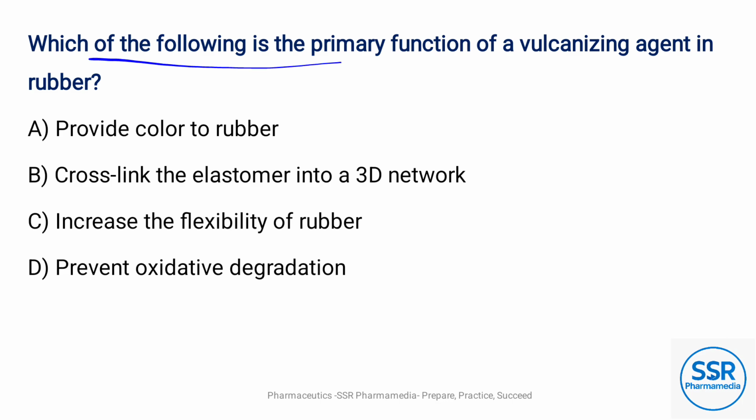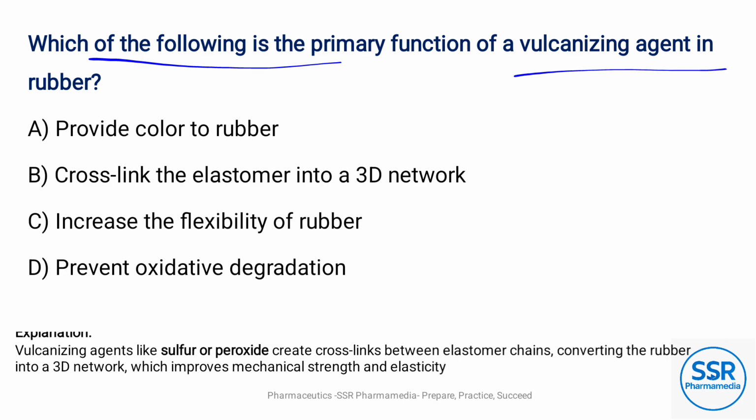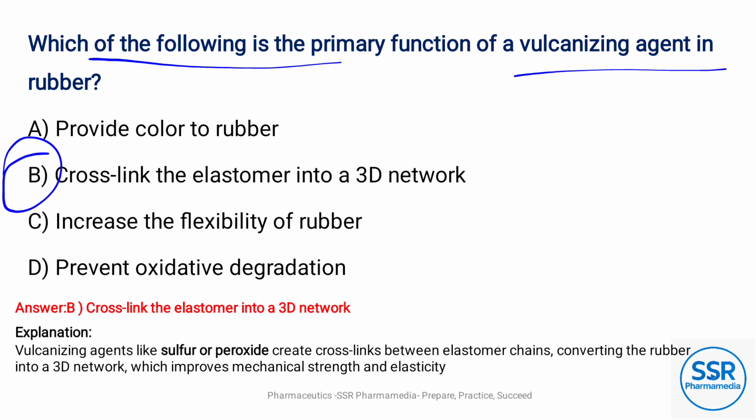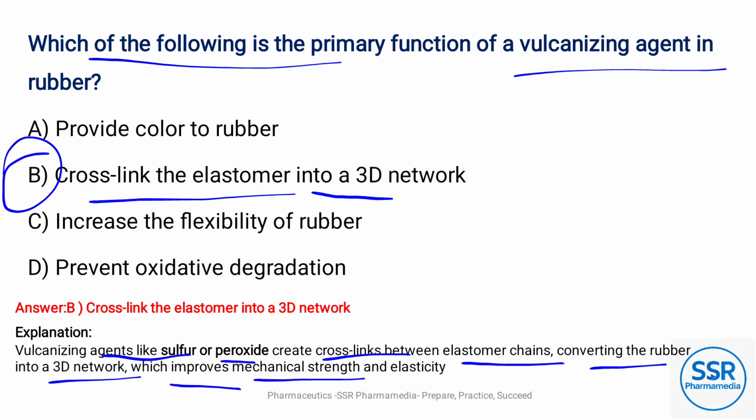Which of the following is the primary function of a vulcanizing agent in rubber? Option B, cross-link the elastomer into a 3D network. A vulcanizing agent like sulfur or peroxide creates cross-links between elastomer chains, converting the rubber into a 3D network, which improves mechanical strength and elasticity.